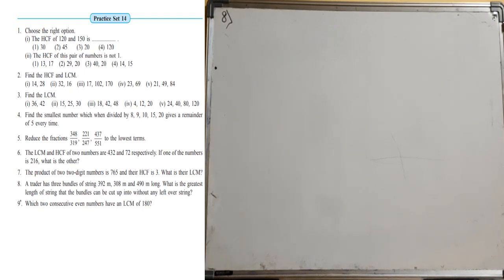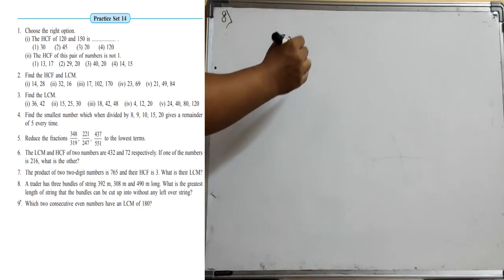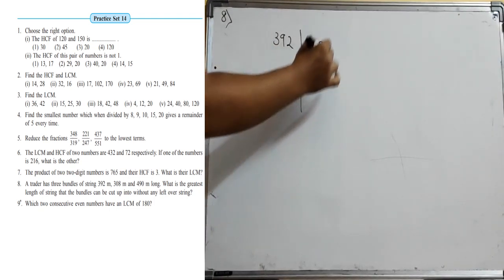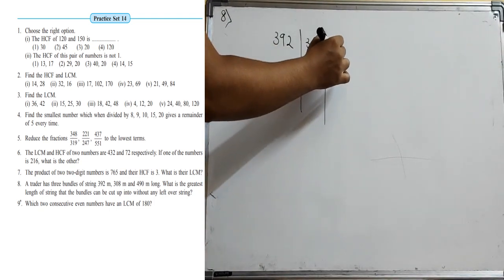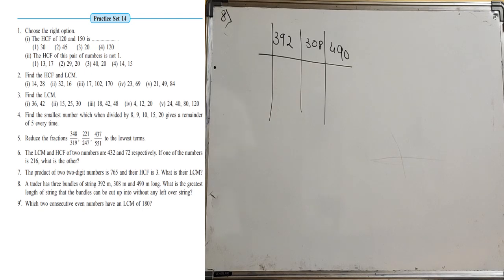So in order to do this, you're going to divide them. Dividing means you need to find the factor. So in order to solve this, we need to find the highest common factor. So what are the lengths of the strings? 392, then 308 and 490. So these are the lengths of the strings. We are going to find the highest common factor of these numbers so that we'll get our answer.